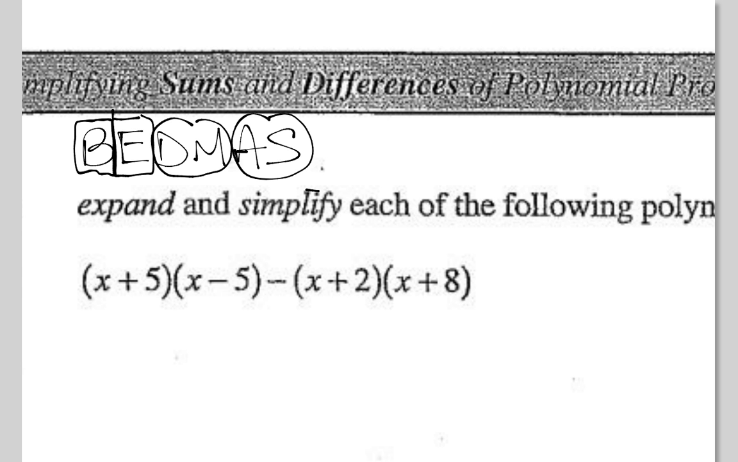What is this thing times this thing? It's a times. And then here's a thing times some other thing. That's just a times, separated by a minus. So what should I do first for BEDMAS? There's no brackets here. It's just multiplication and then a subtraction.